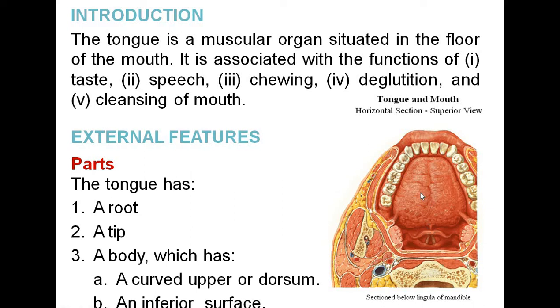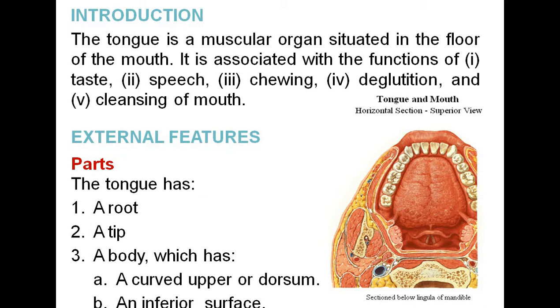It is essentially a mass of skeletal muscle which is covered by a mucous membrane. The muscle mass is separated into right and left halves by a middle fibrous septum. So this is the middle fibrous septum which divides the tongue into two parts, and this also represents the bilateral origin of the tongue embryologically.